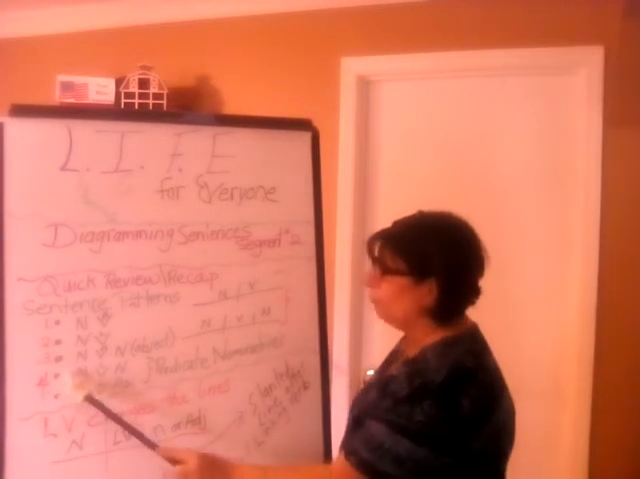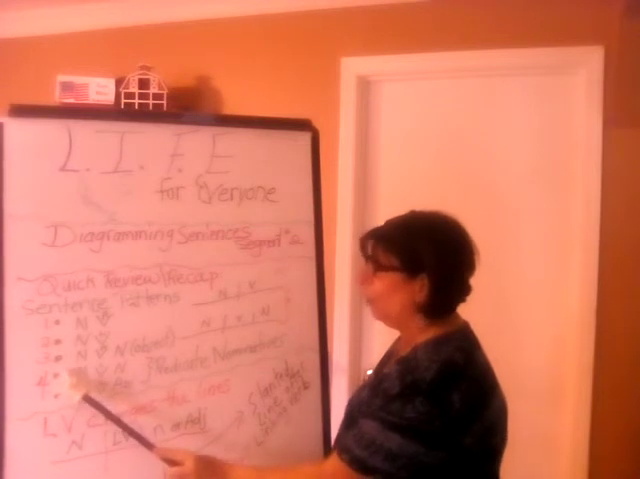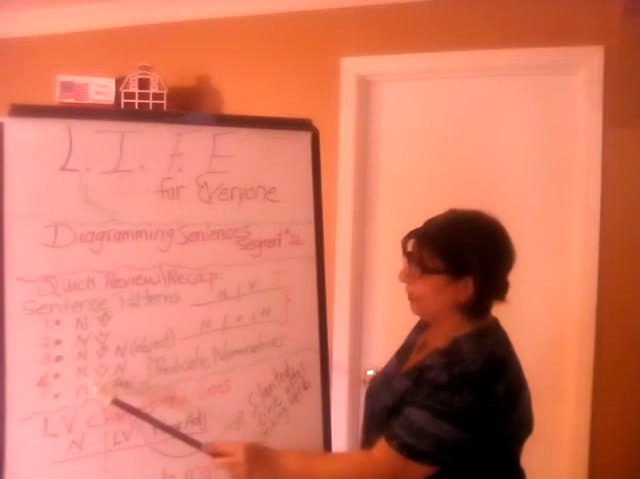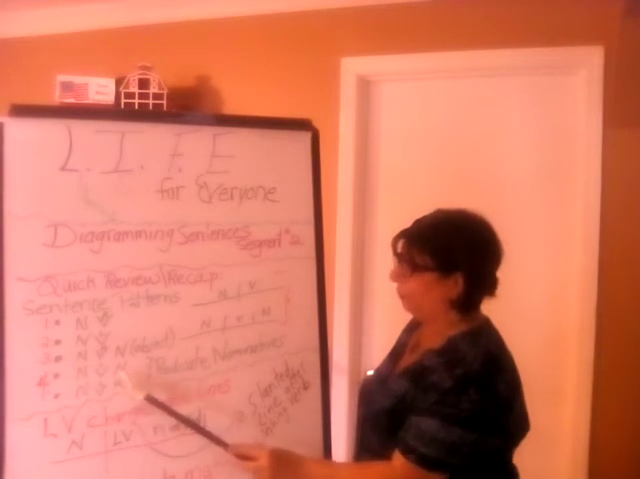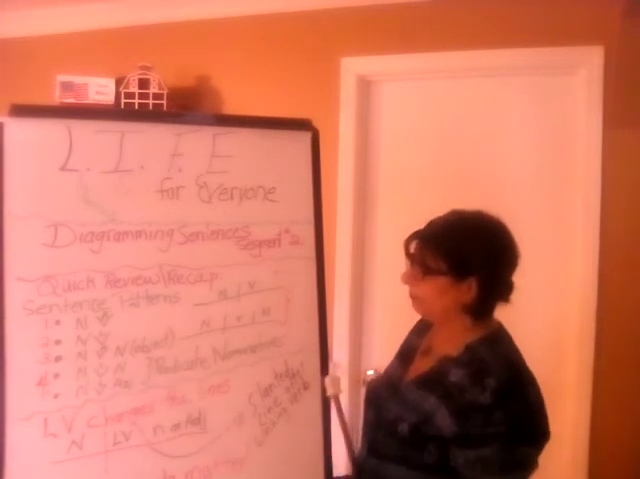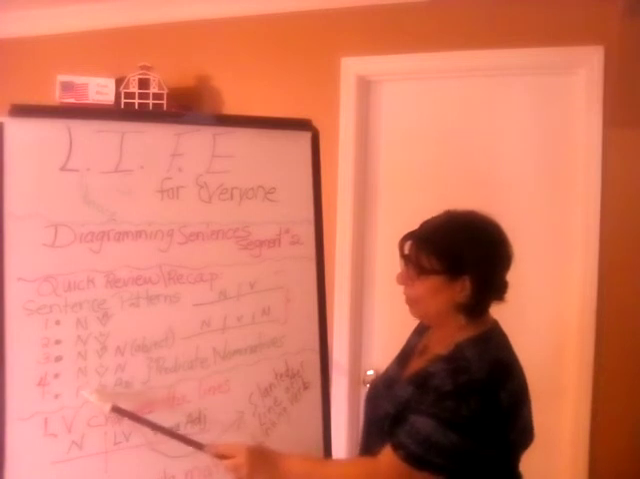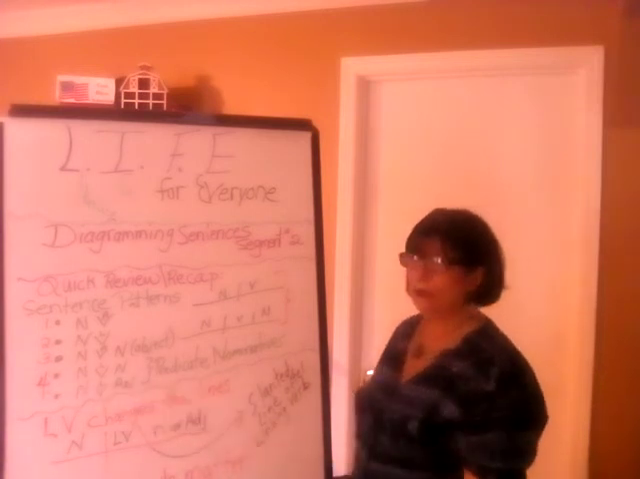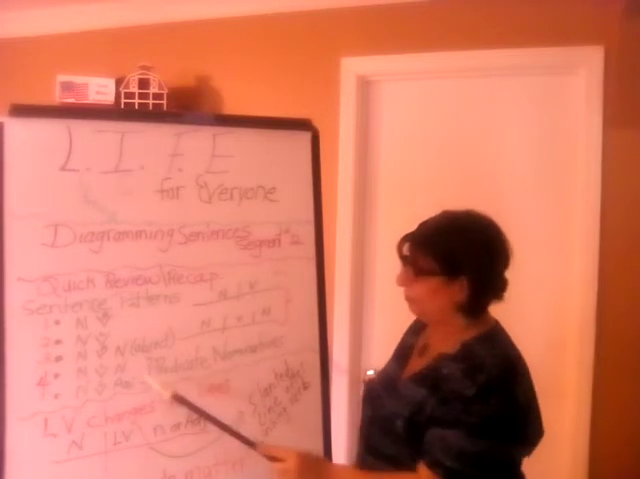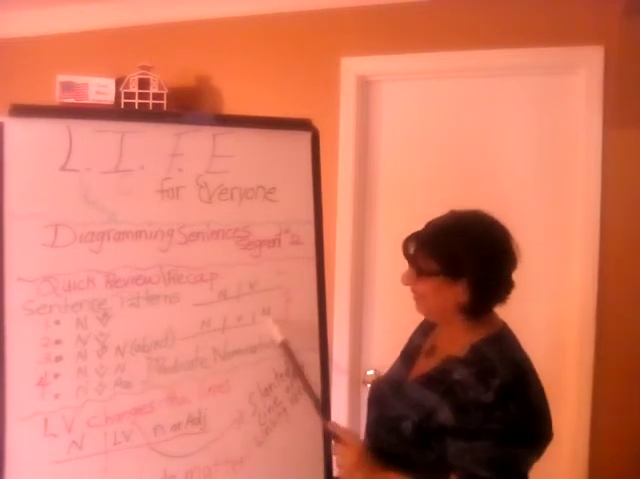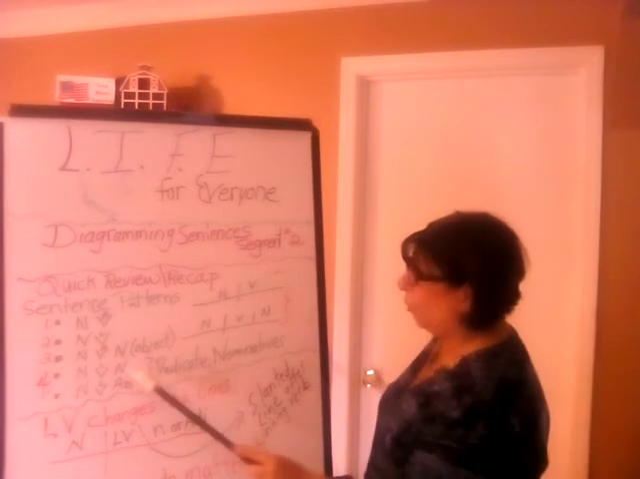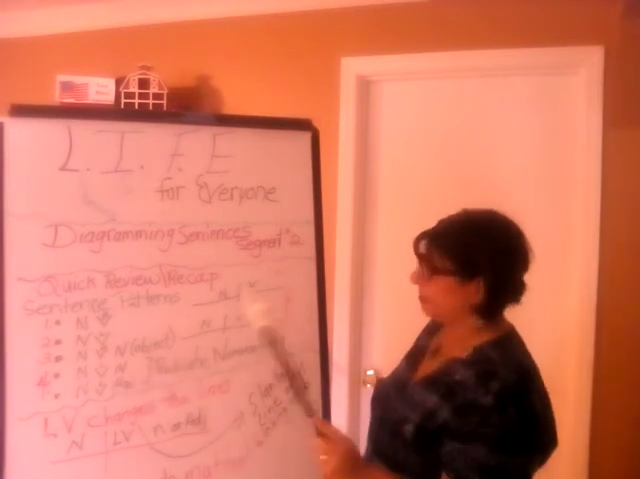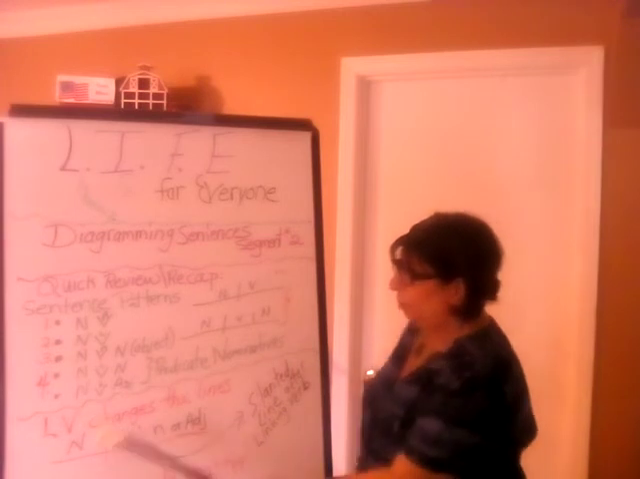Okay, so sentence pattern 4, we could call it A and B if you want, goes like this. Noun, linking verb, noun. Noun, linking verb, adjective. But as I said earlier, we're going to call it a noun anyway. But why is this different from this? I'm going to show you.